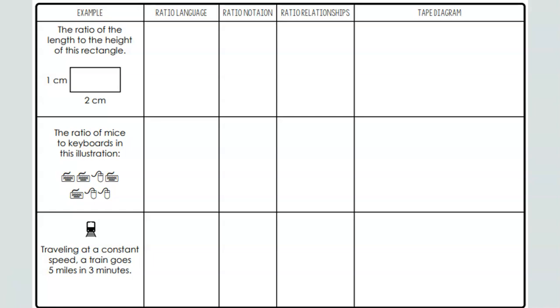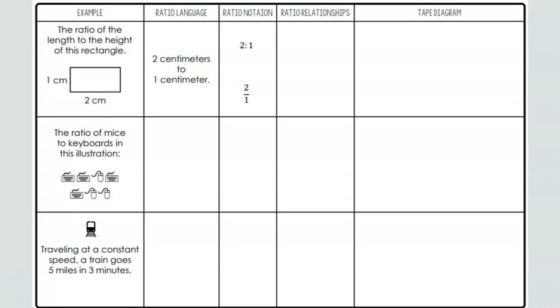The first example says the ratio of the length to the height of this rectangle. In ratio language, that means we are writing 2 centimeters to 1 centimeter, as the length is 2 and the height is 1. Remember, we need to keep the words in direct relationship to the numbers. In ratio notation, that means we are writing this with just the numbers, 2:1 or 2/1.